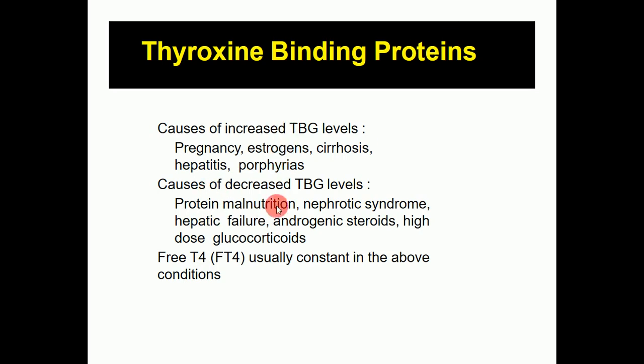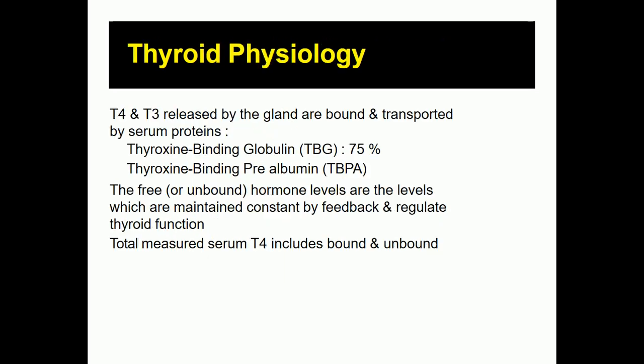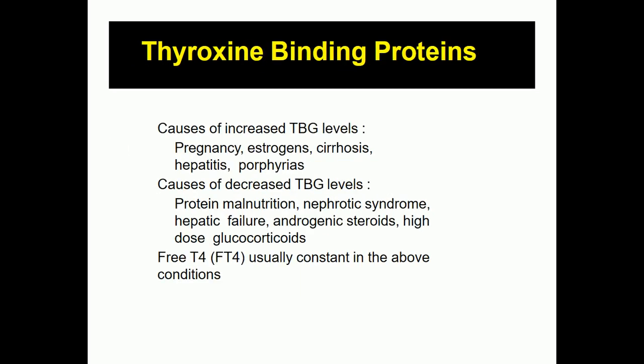What are the causes of decreased TBG? Why does the thyroxine binding globulin level become low? The reasons are protein malformations, nephrotic syndrome, hepatic failure, androgenic steroids and high dose glucocorticoids. As we know, free T4, FT4, is usually constant in the above conditions.